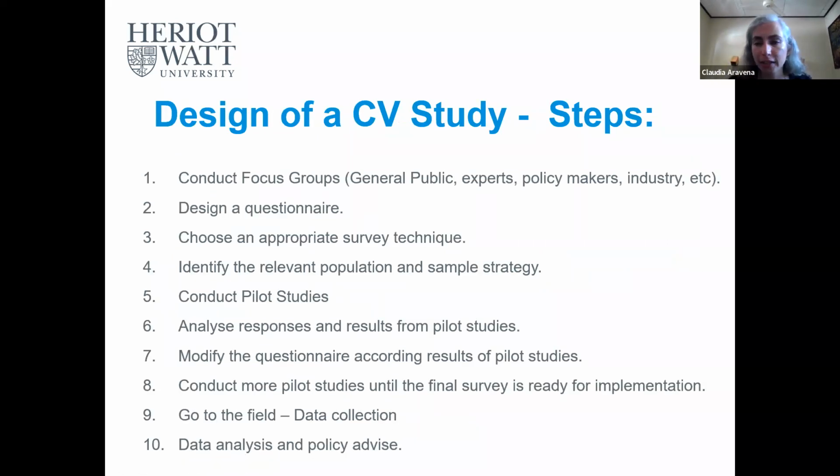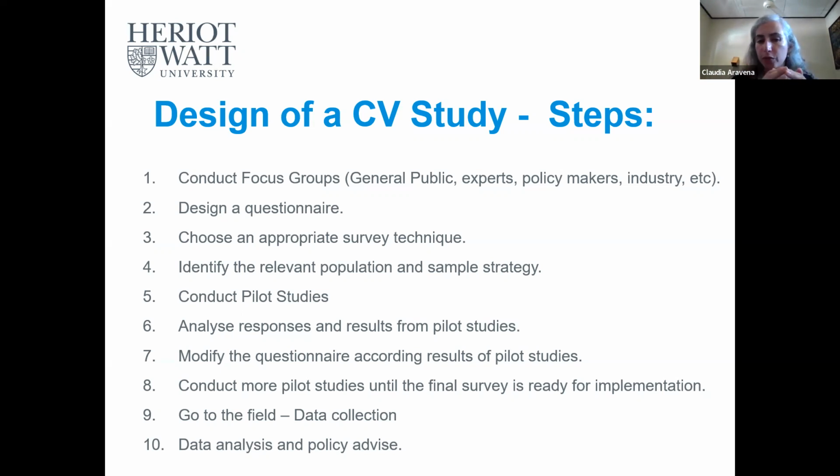Let's see how we design a contingent valuation study. And please pay special attention to this part, because these steps are the same we use to design choice experiments, with just slight changes, but it's more or less the same. And so I won't be repeating the steps later on. So the first thing we do is we conduct a focus group. So we gather people from the general public, experts, policymakers, industry, or the people that are important for your study or for the type of evaluation you want to do. We get them together, and we do the focus group to see what is really important to them and what we should be valuing.